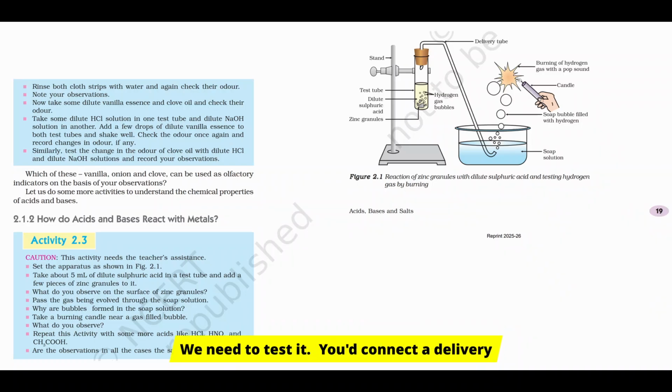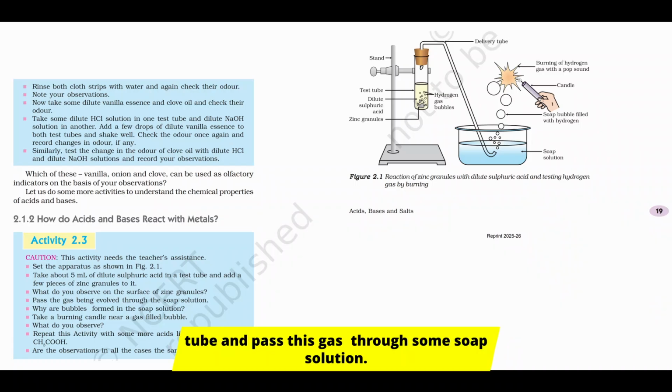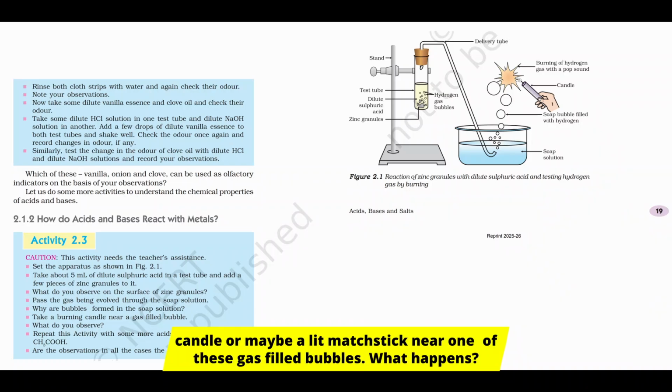Now, how do we know what gas it is? We need to test it. You'd connect a delivery tube and pass this gas through some soap solution. As the gas bubbles through, it forms soap bubbles filled with this unknown gas. These bubbles float up, and here's the key test. You bring a burning candle, or maybe a lit matchstick, near one of these gas-filled bubbles.